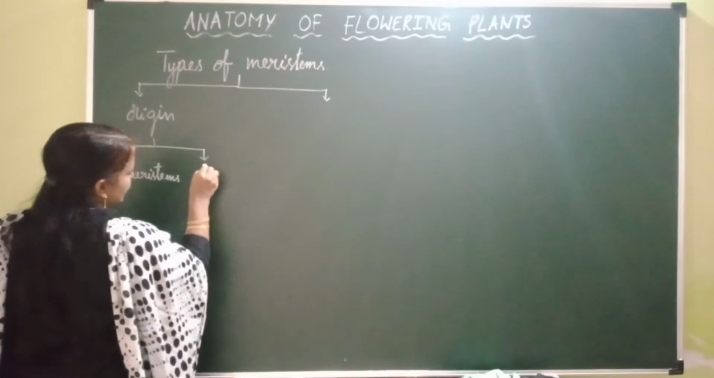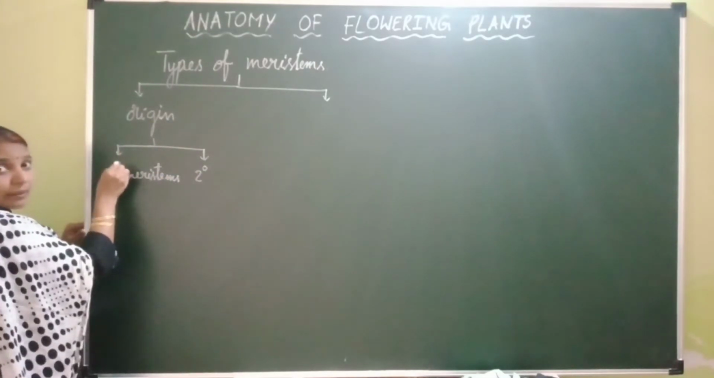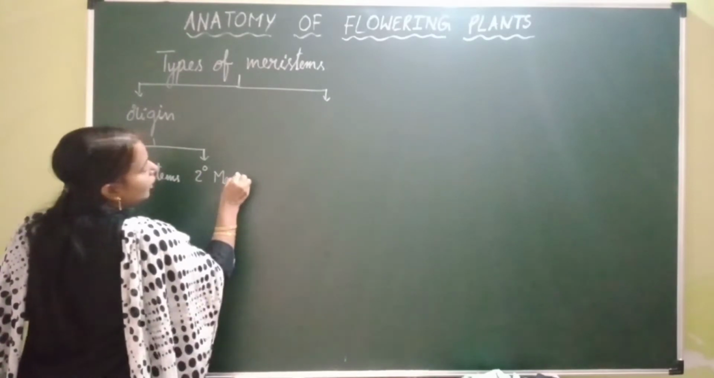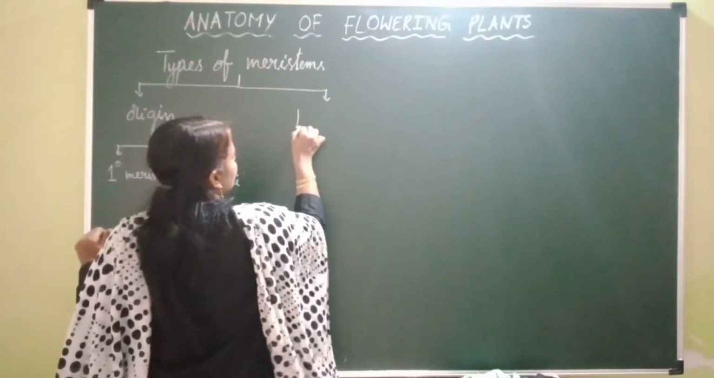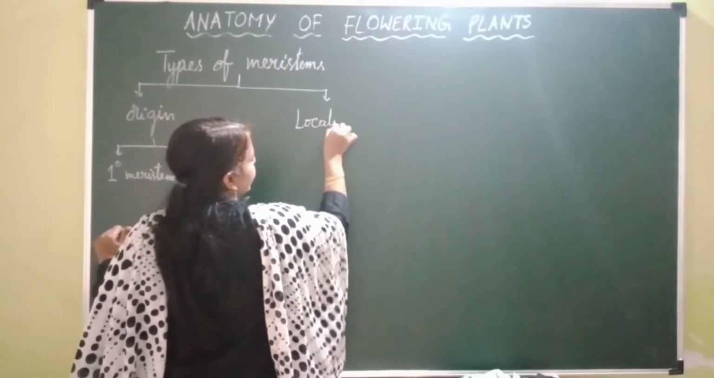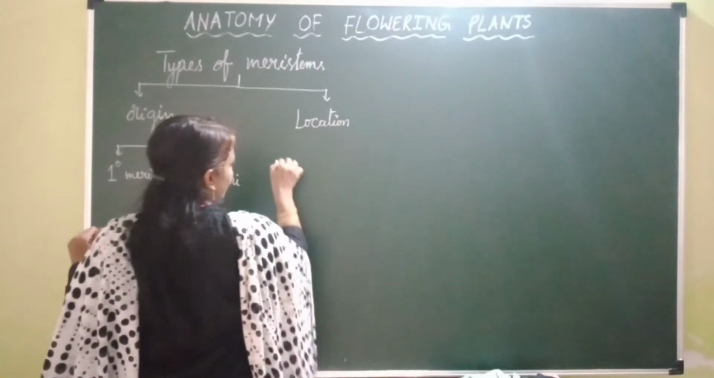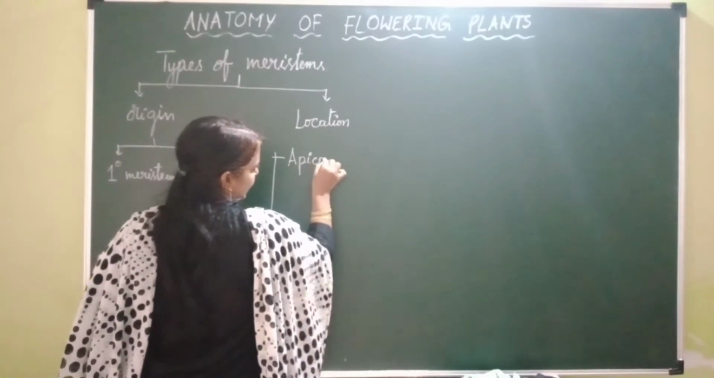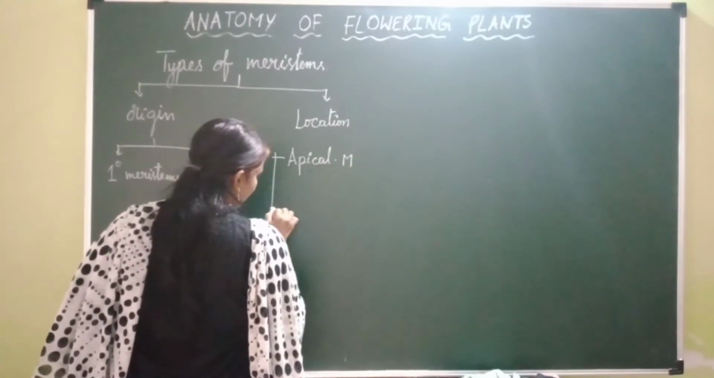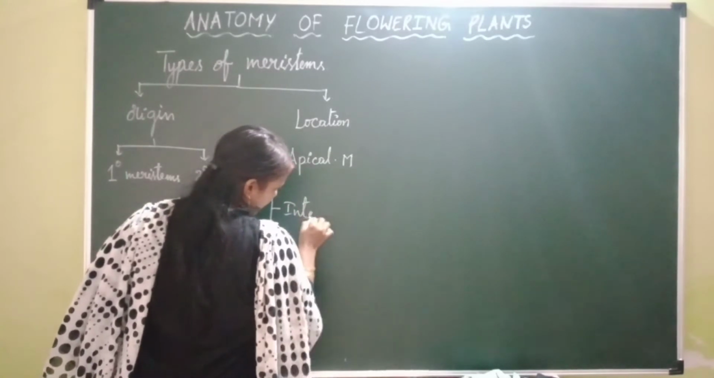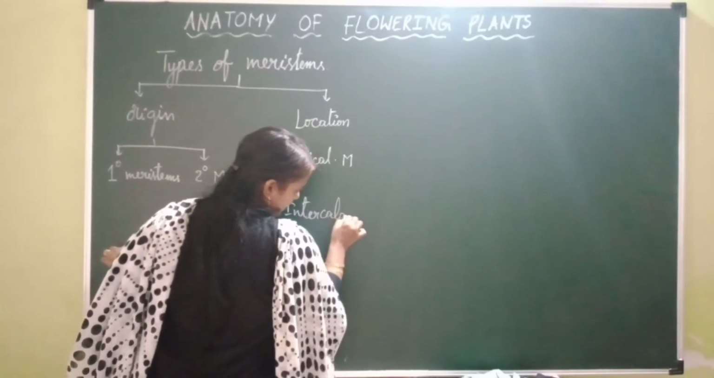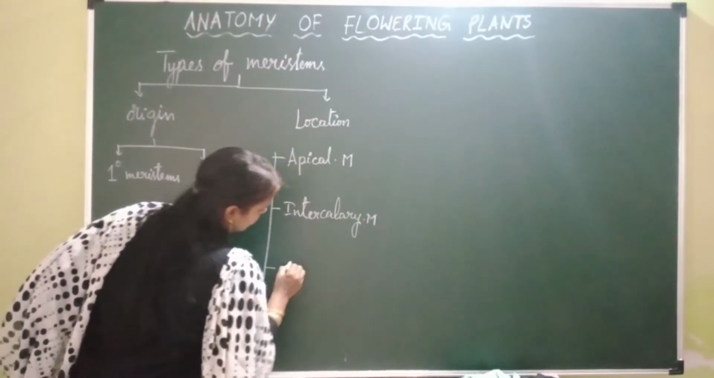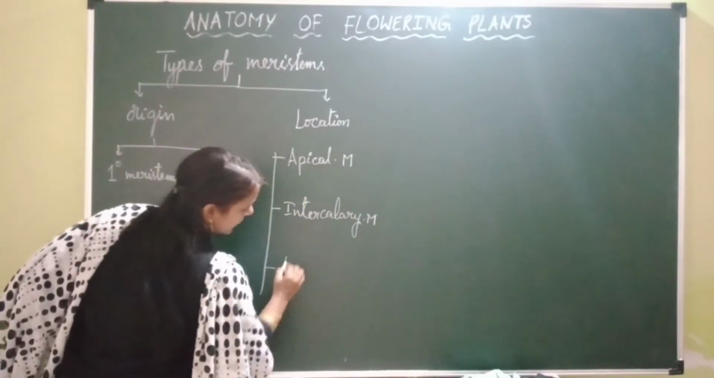Secondary meristems. I am showing primary as this one. I am not writing primary. Secondary meristems. On the basis of location, these meristematic tissues are divided into three types. They are apical meristems, intercalary meristems, and lateral meristems.